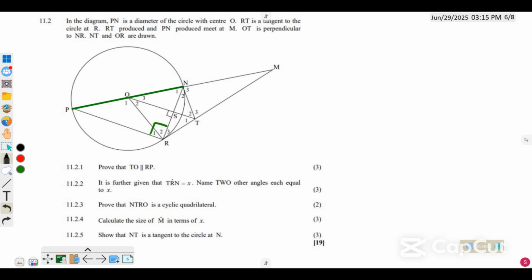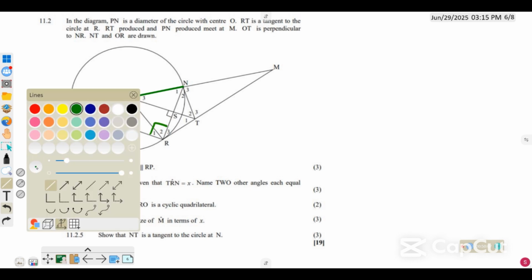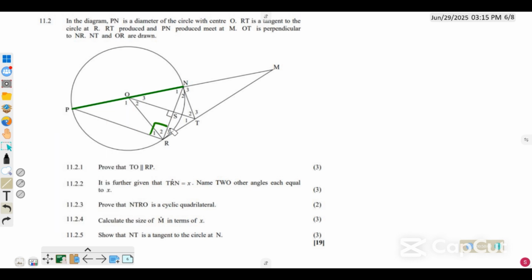The circle has a center O. RT is a tangent. Oh, tangents. Favorite. If that is a tangent, then the angle between a tangent and a chord is equal to the interior opposite angle. This is equal to that. RT produced, OT is perpendicular to what? Oh, now they are bringing that theorem 1. A line drawn from the center perpendicular to a chord, so this line will be equal to that line.